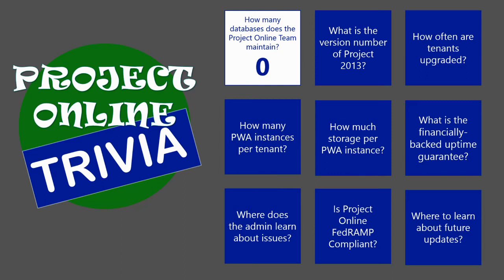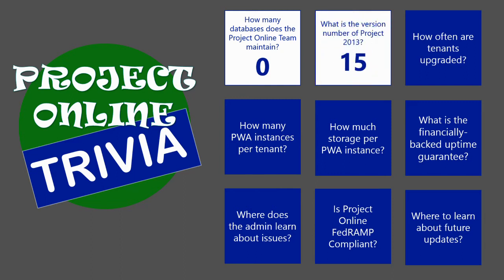So, next question. What is the version number of Project 2013? Go to the mic, so that way you get a shirt or a pen. That is a trick question because you aren't specifying if it's Project Pro or Project Server. Actually, it's not a trick question because they're the same version number. 15. That is correct. So internally we call it P15.